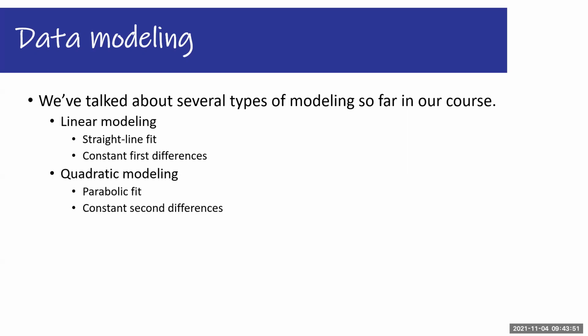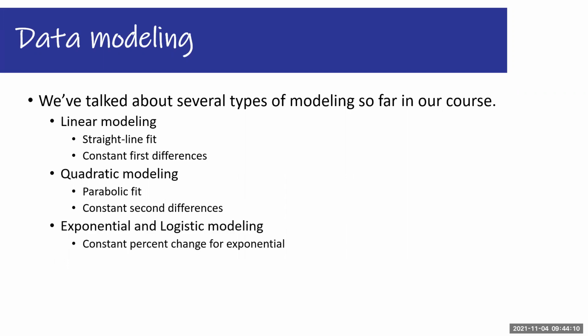We also talked about quadratic modeling, where our data looks like that parabola, right? Or at least half of a parabola, depending on the domain of the data. Here, we knew that that was a good fit based on the constant second differences. Again, if they were exact, then it was an exact fit. If they were approximate, then it was an approximate fit. And then in the last unit, we did exponential and logistic modeling. And for exponentials, we had looked at that constant percent change, which is that percent change in your second differences.